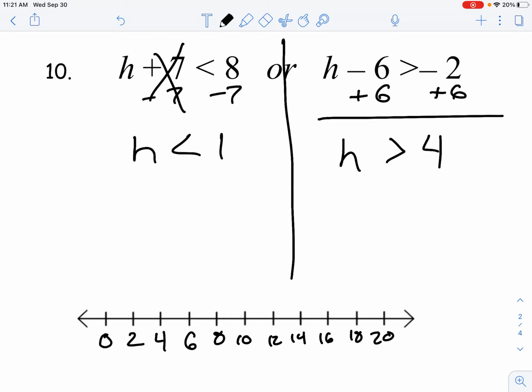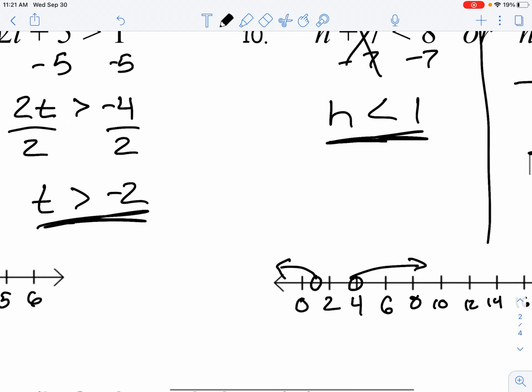Just like that. Open circle at 1. I don't even have a 1 on here, but I'll just do that. And then 4. Just like that. So then h is less than 1, so I got to point it this way. H is greater than 4, we're going to point it that way.